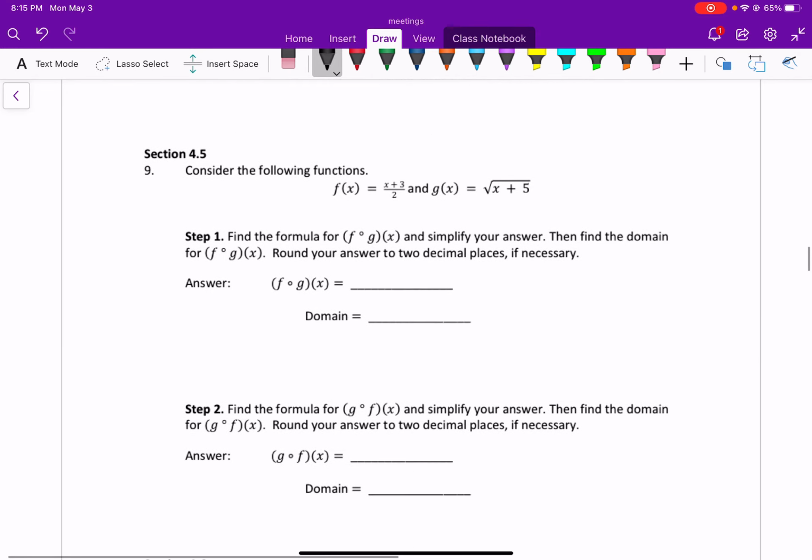All right, we're on to 4.5. Okay, so in this particular question, we want to do our f of g and our g of f, and then we're going to find our domain. So we're going to use those same questions we talked about earlier.